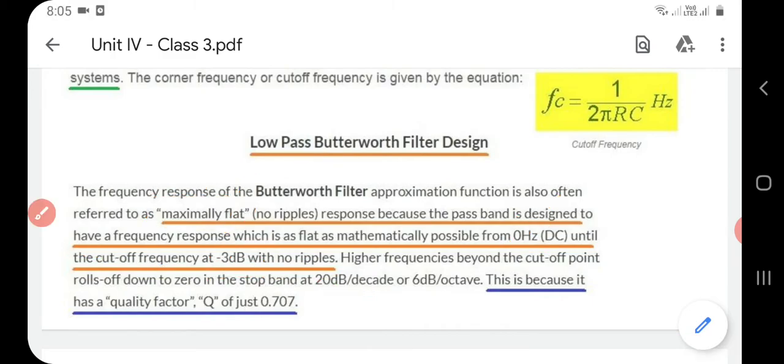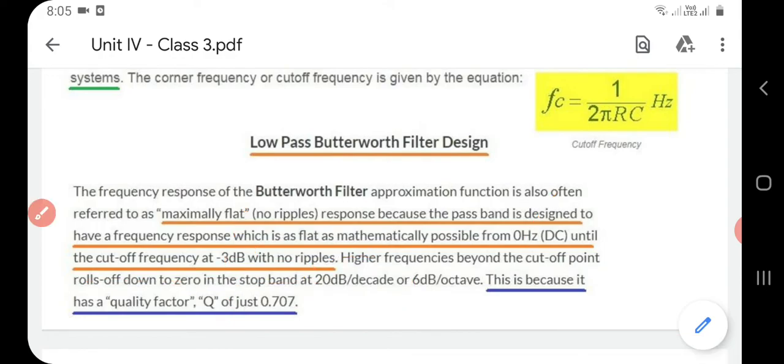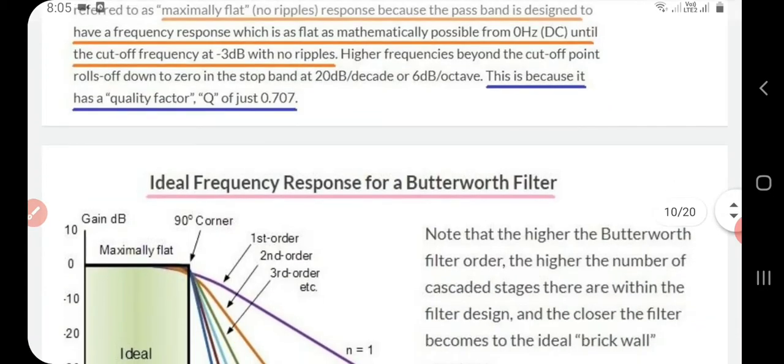That is, it is maximally flat. That is, it doesn't have any ripples in this range, from 0 Hz to -3 decibels. And what is its roll off rate? 20 decibel per decade. And what is its Q factor? 0.707. So these are some of the highlights that become important while designing a low pass Butterworth filter.